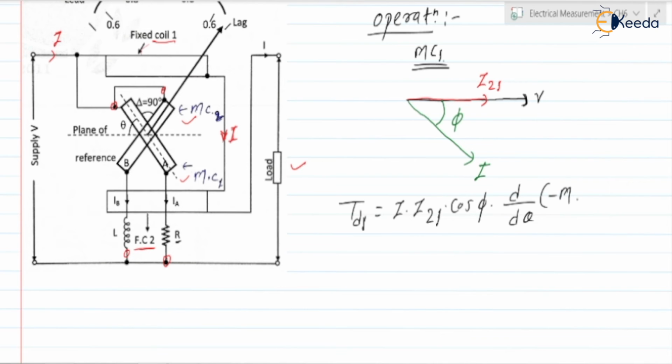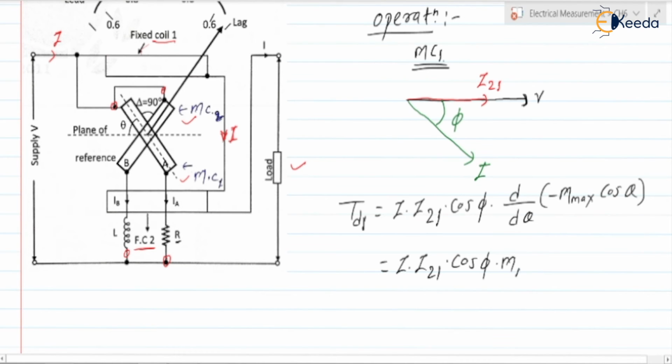Here M is nothing but minus M max into cos theta, because here we are at the angle theta and this angle we have connected as a delta. So definitely the mutual inductance M will be proportional to cos theta, that's why minus M max into cos theta. If you simplify, it is equal to I into I21 into cos phi into M max into sin theta. This is the TD1 we are having.